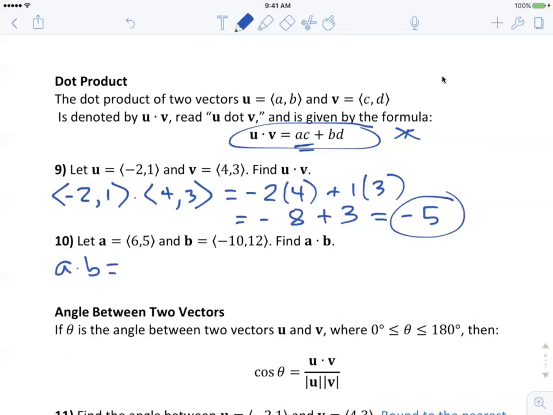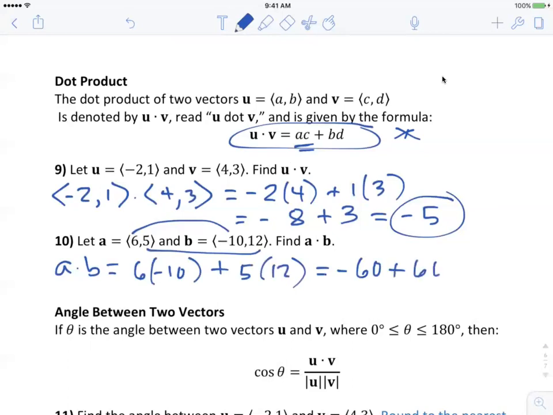So I'm going to take, I can just do the 6 times the -10, right? So 6 times -10, and then add to that the 5 times the 12. Right? So that's going to be -60 plus 60, which results in 0. So the dot product is 0.